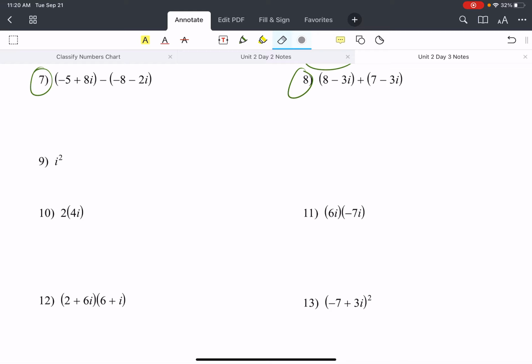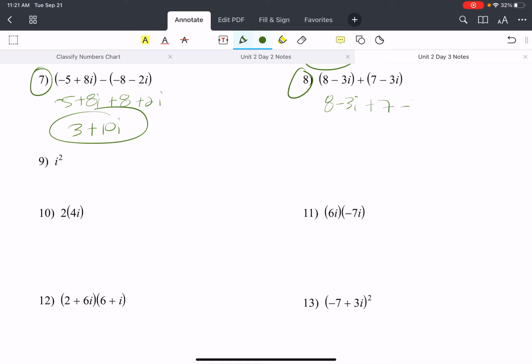Okay. So on this one, the negative got distributed. Plus 8 plus 2i ended up 3 plus 10i. And on this one, a few of you just changed the sign on the second one, but a positive times a negative stays negative. So it stays the negative 3i, so 15 minus 6i. Good job. We're almost there. Questions?